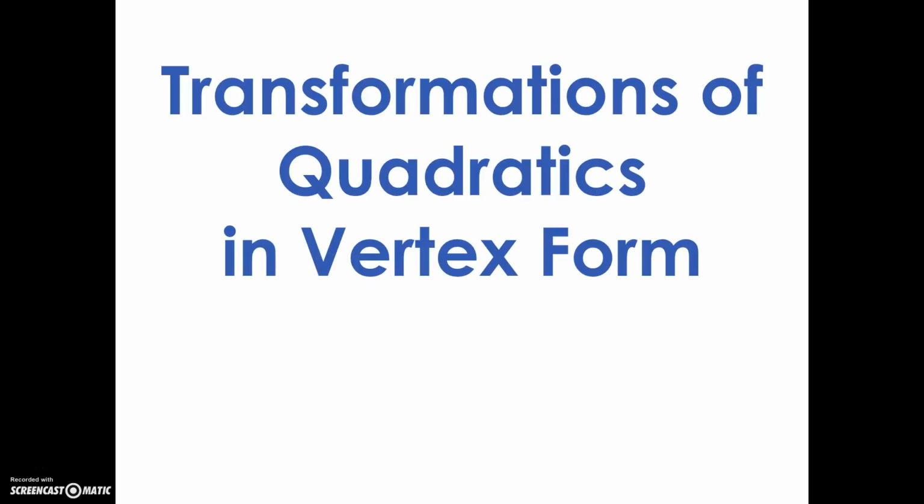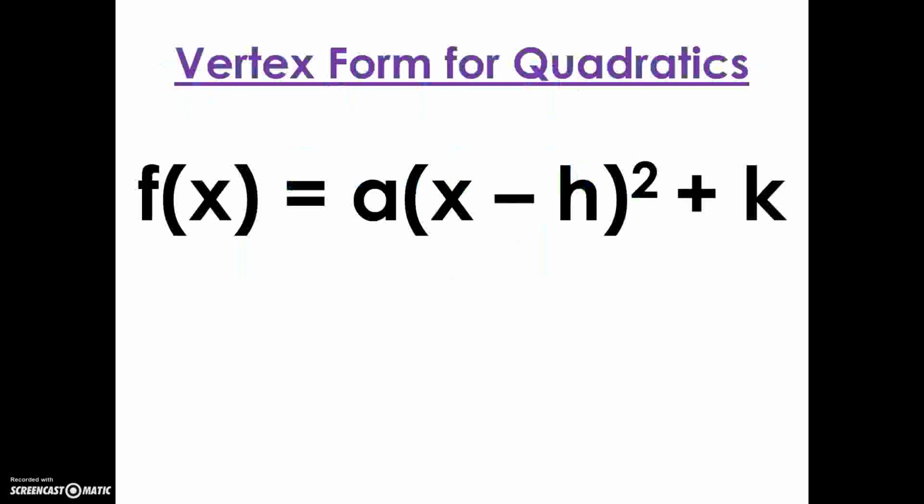Okay, class, so now we're going to talk about transformation of quadratics in vertex form. And I know it sounds like a long title, but it's really pretty simple. First, the vertex form for quadratics is f of x is equal to a(x - h)^2 + k.